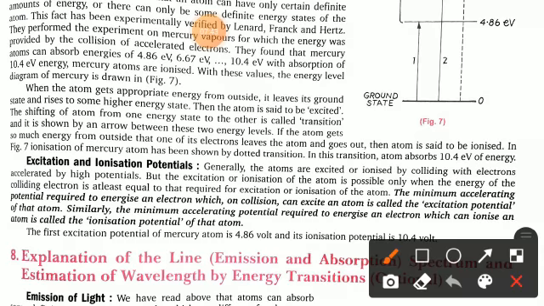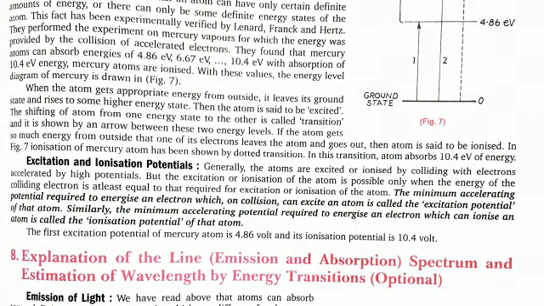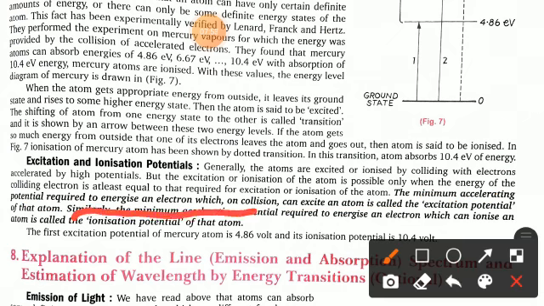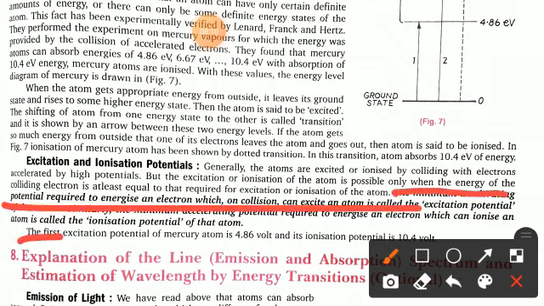Here it is written that the minimum accelerating potential required to energize an electron so that on collision it can excite an atom is called the excitation potential of that atom. Similarly, the minimum accelerating potential required to energize an electron which can ionize an atom is called the ionization potential of that atom. So just remember these two definitions, because these are the important ones. You should know what the excitation potential is and what the ionization potential is. I hope you understood.